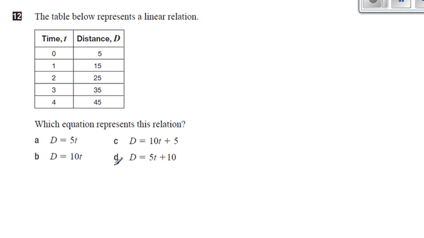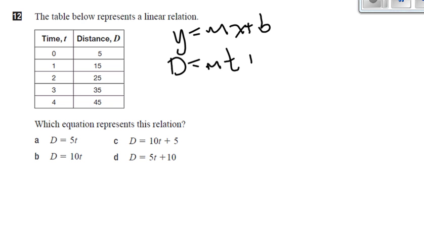So here's a table representing a linear relationship. Find the equation. So first of all, it's not y and x, so it's not y equals mx plus b, because I'm not using y and x. I'm using d and t.